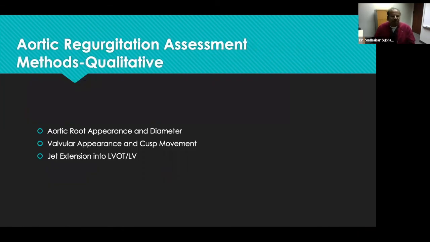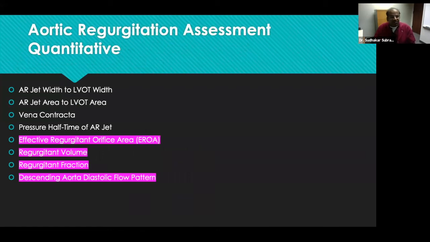Similar to what we do for the aortic valve, you start with the overall appearance of the aortic root complex, look at the diameter, and try to get a sense. Then you also put a color flow across the aortic valve and see the direction of the flow, how far it's going into the LV or whether it's just confined to the LVOT. We also have some other quantitative measures. Various methods are used; the one highlighted is not commonly used for this particular purpose. So most of the time we stick to the jet area and jet width. We'll see them one by one.